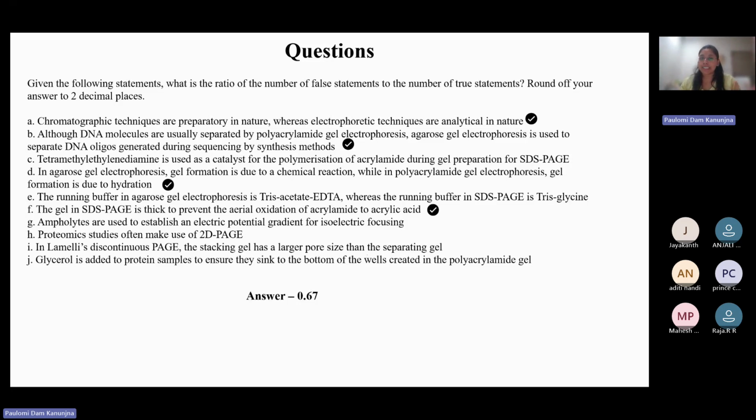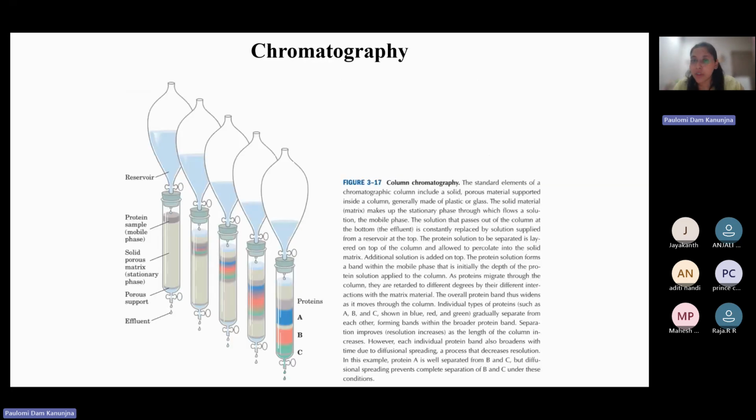So yeah, that explains this answer, and I saw that most of you did get the right answer, barring some statements, but that's okay. That just gives you an understanding of chromatography and SDS-PAGE techniques together. So quickly we'll do chromatography.